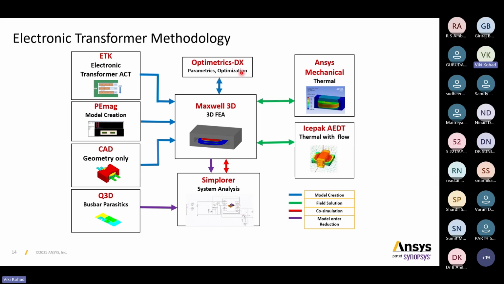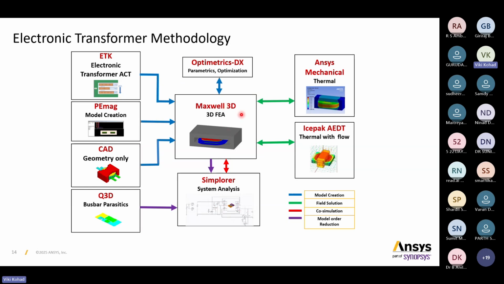Yes, and then there is the optimetric setup also. The optimetric setup is for parameterization, to optimize your design. If you have any parameters, you can just parameterize them. You can assign the variables and then simulate the same design for different parameters. So you will get the optimum results at the optimum combination, and then you can find it.